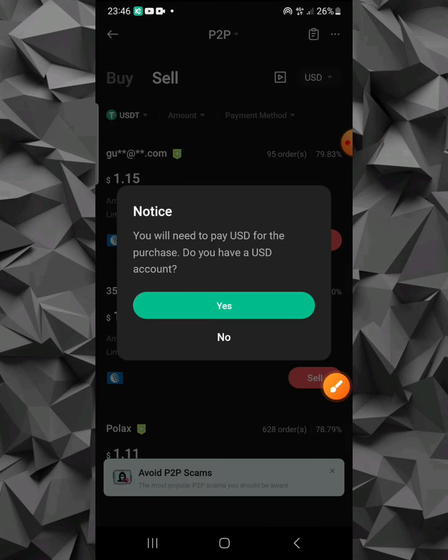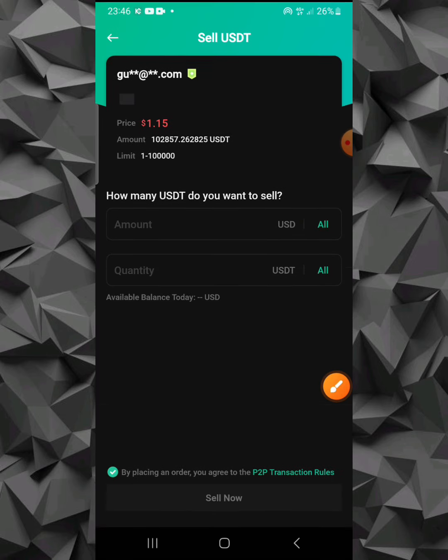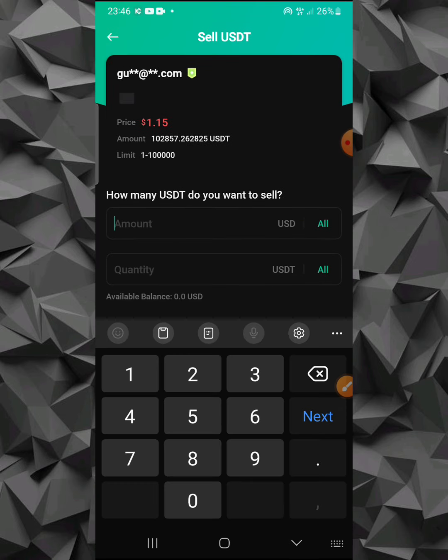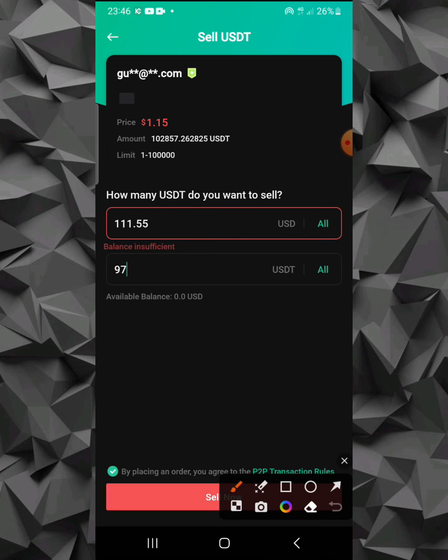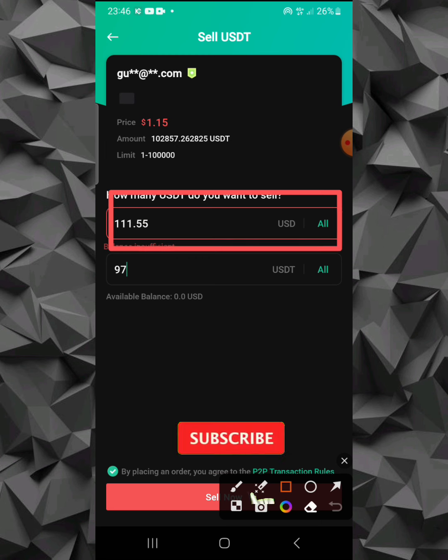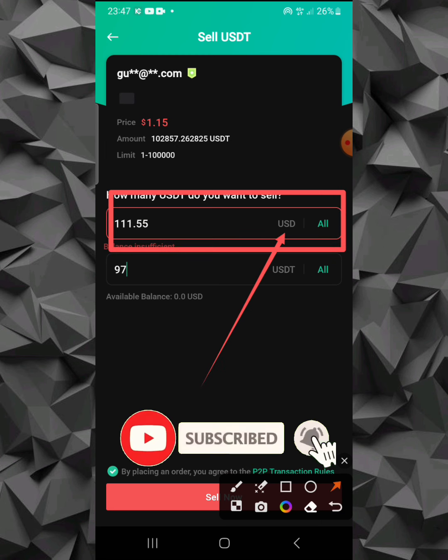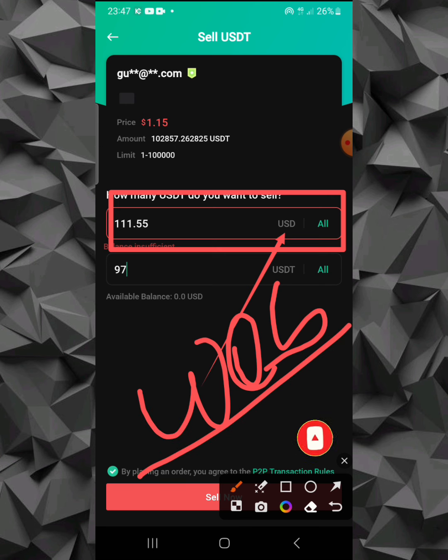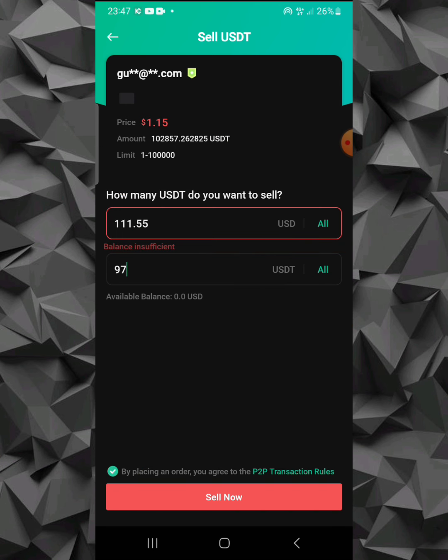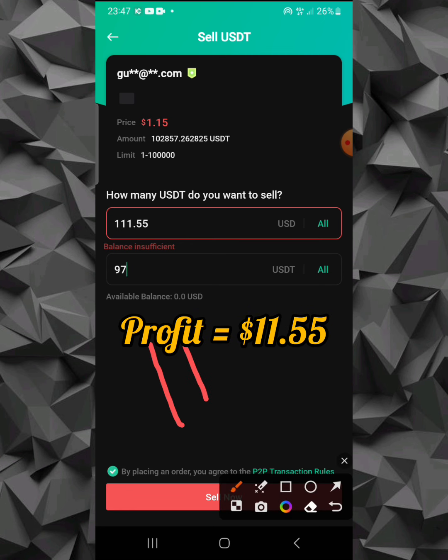Just go ahead and click on sell. Just go ahead and click on yes. Okay, so if you are going to be selling 97 USDT to him, you guys can see you are going to be receiving a total of 111.55 US dollars back in your WebMoney account. So take note, guys, you'll be receiving a total of $111.55 in your WebMoney account. And if you do the basic calculations, you have about $11 profit in this second strategy.